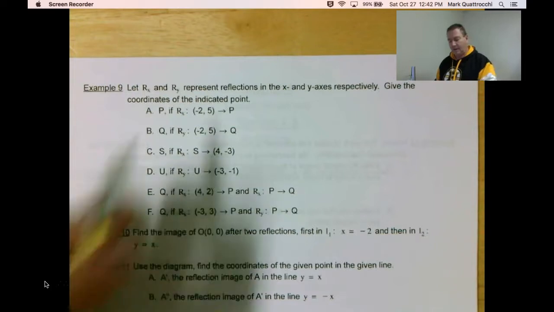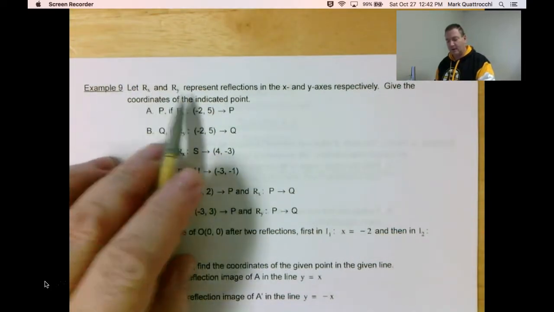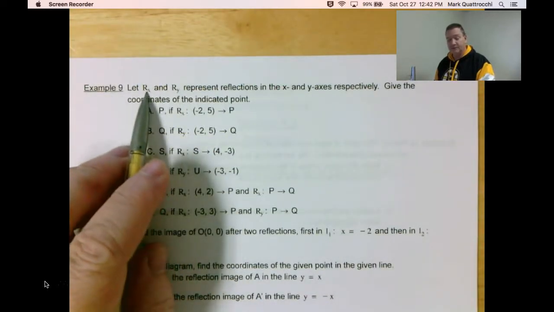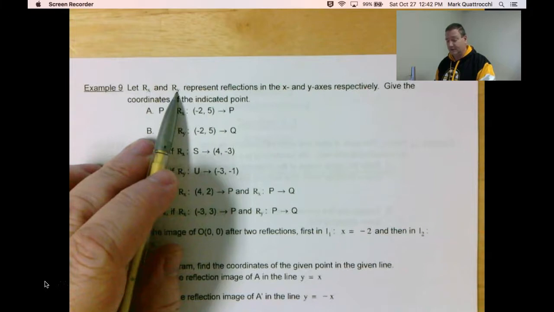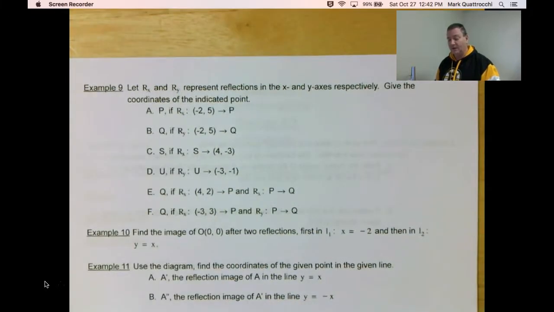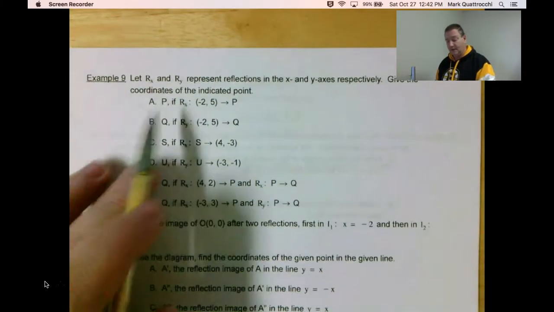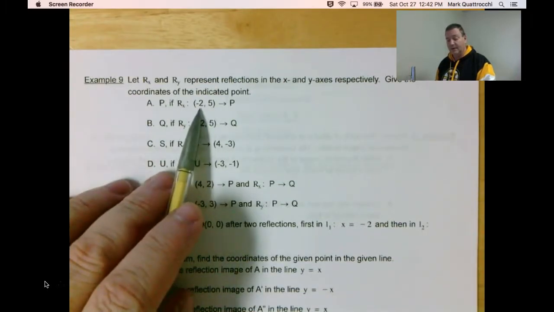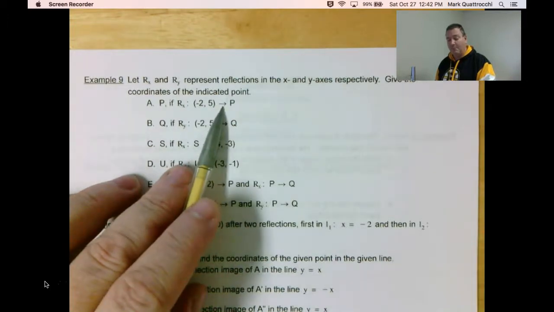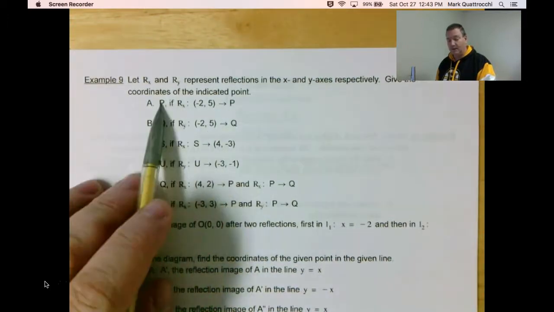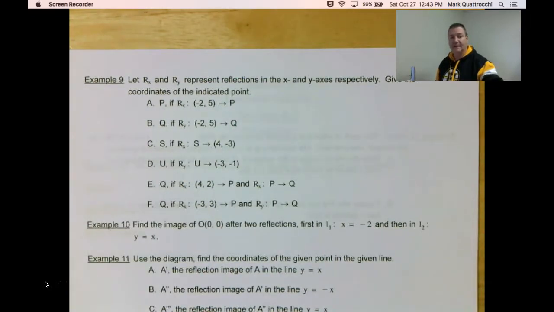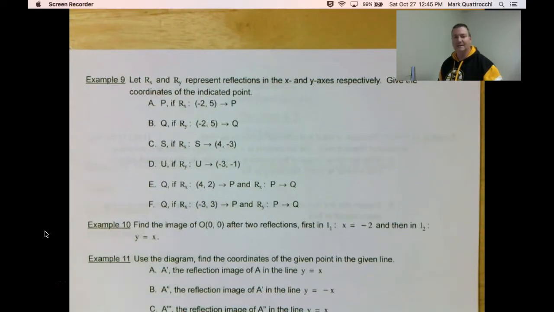Let r sub x and r sub y represent reflections in the x and y axes respectively. In other words, this is a reflection in the x-axis, this is a reflection in the y-axis. We're going to give the coordinates of the indicated point. So we start with point P, with -2, 5, and we're going to map it to point P prime. I want to know what the coordinates of point P prime are after we do a reflection in the x-axis. For reflections in the x and y axes, that didn't print out on my paper again.